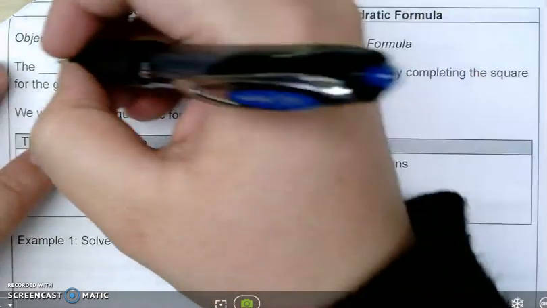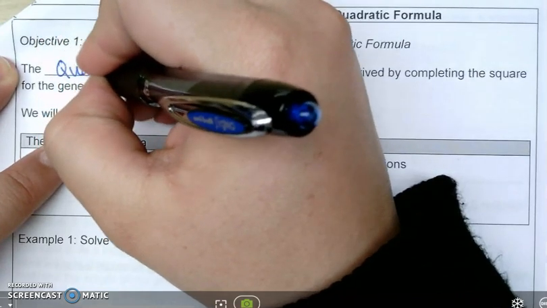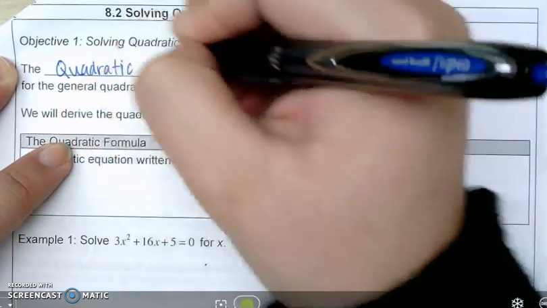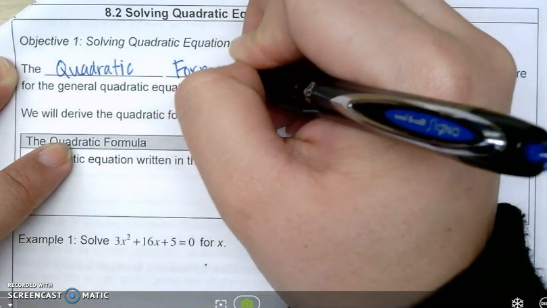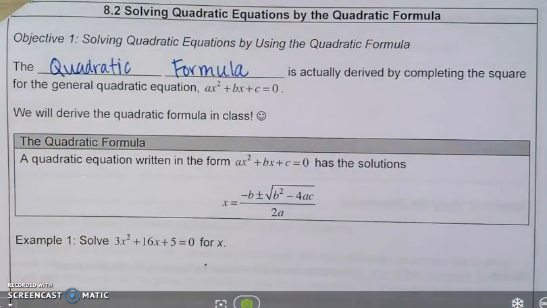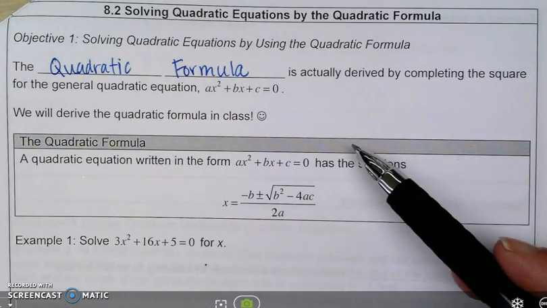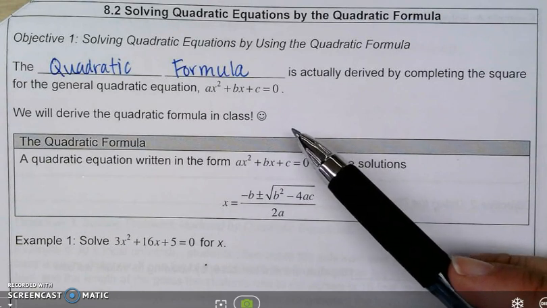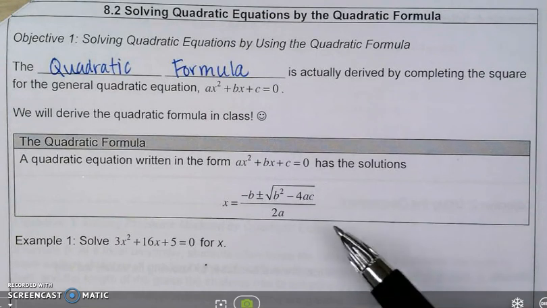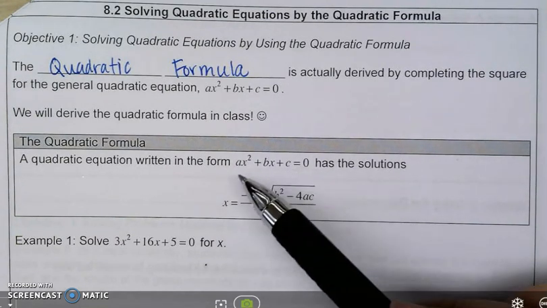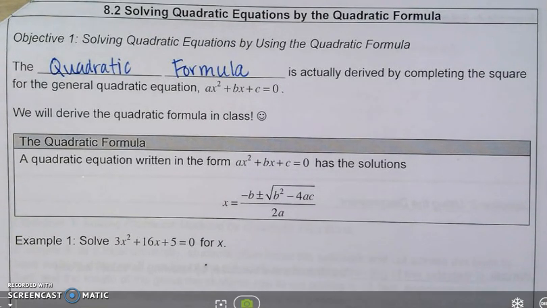Okay, so the quadratic formula is derived by completing the square for the general quadratic equation. We will derive it in class. It's not something I expect you to know, but I think it's a pretty neat mathematical feat to see. And this quadratic formula, I do expect you to learn it. There's a song that can help you remember it. I'll play it in class, but also I'll give you a link to it on YouTube so that you can listen to it at home to help you remember it.